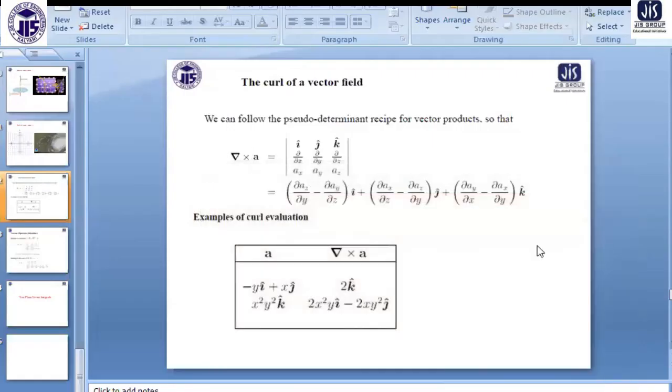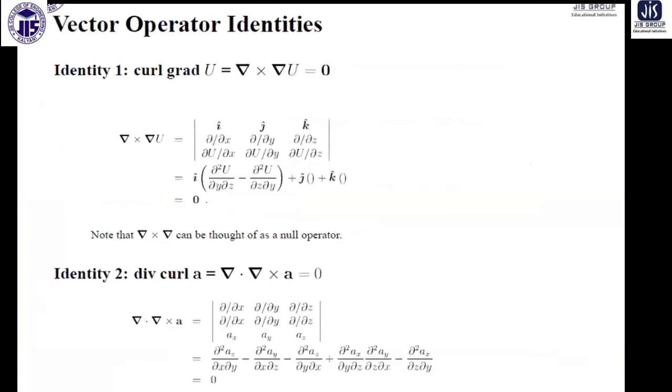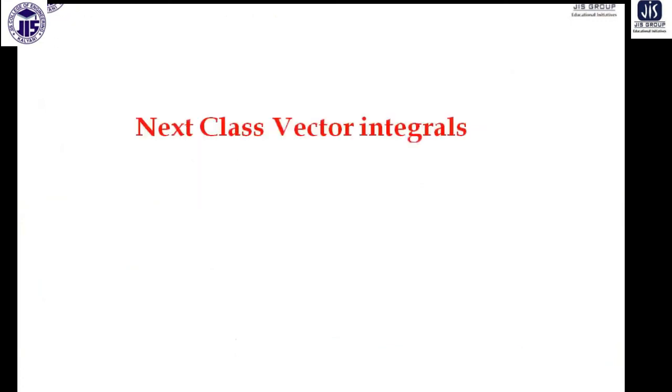Now, let me get back to the PPT again. So these are the examples of how you take the curls. Now some vector identities. You can see them. Divergence of curl of a vector is zero. Curl of gradient of a scalar is zero. Next class we'll move towards vector integrals.